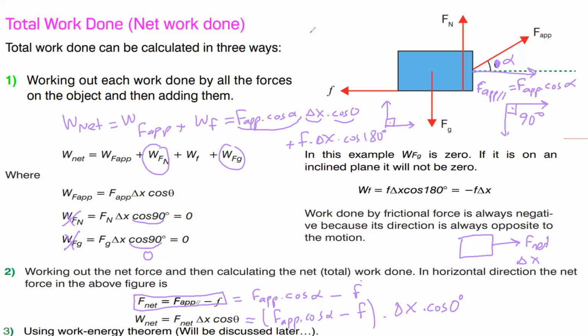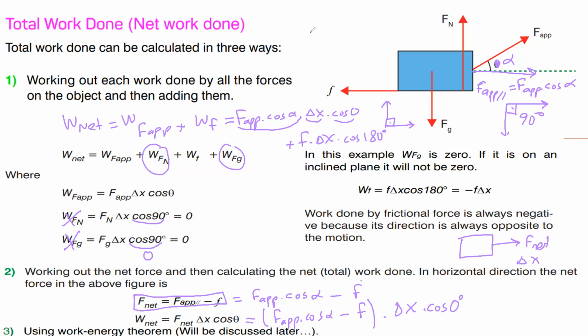Work net equals work done by applied force plus work done by normal force plus work done by friction force plus work done by gravitational force. But we know normal force and gravitational force do zero work because of the 90 degrees. Then work done by applied force is F applied times delta x times cos 0, and for friction force, cos 180. I hope it's okay. Let's continue with the next one.